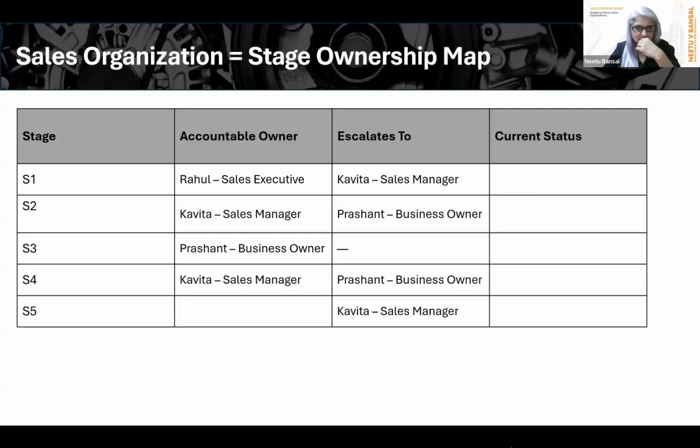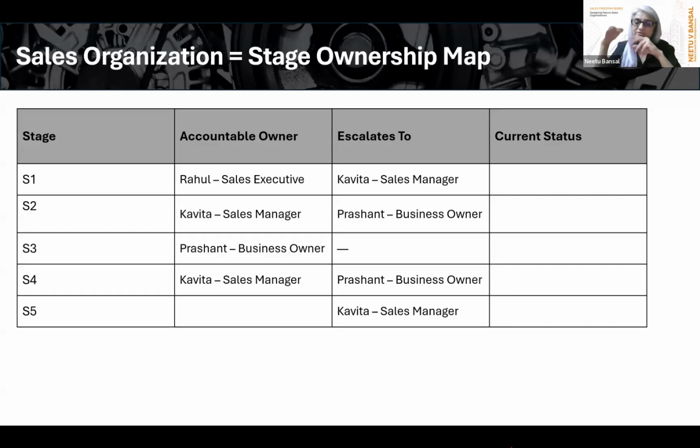Here's an example. If you see, in stage one, we have a sales executive called Rahul, who's responsible, and he is reporting to Kavita. If there's any problem, Kavita will step into it. But in stage two, Kavita is the main account holder, and if there's anything to escalate, she will talk to the business owner, who's Prashant.